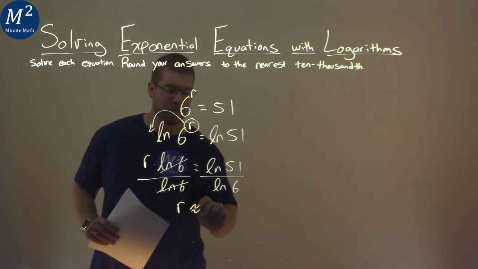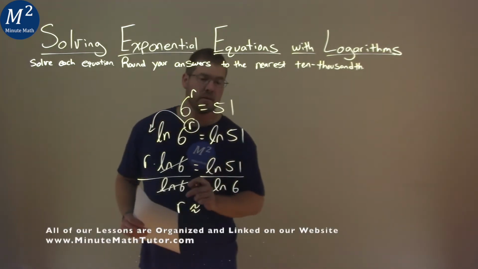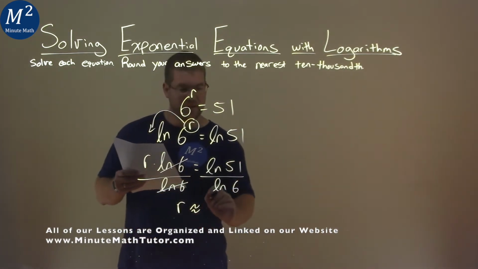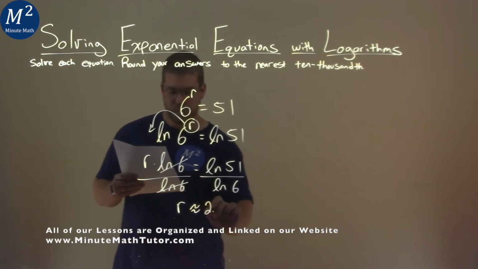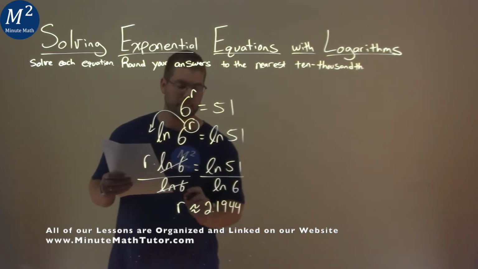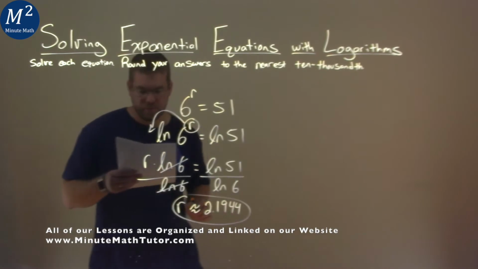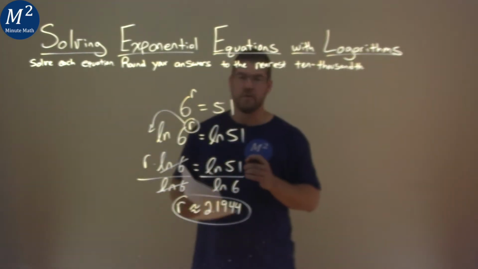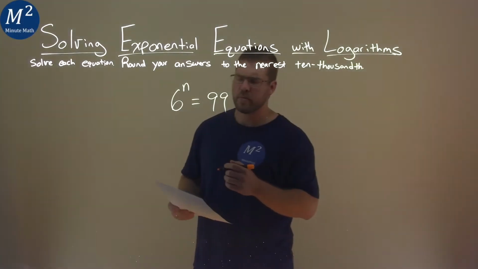This cancels on the left, leaving us r by itself. This answer is going to be approximate now. We use our calculator, and natural log of 51 divided by natural log of 6 comes out to be approximately 2.1944, and that's going to be rounded. And so our final answer here is r is approximately equal to 2.1944.